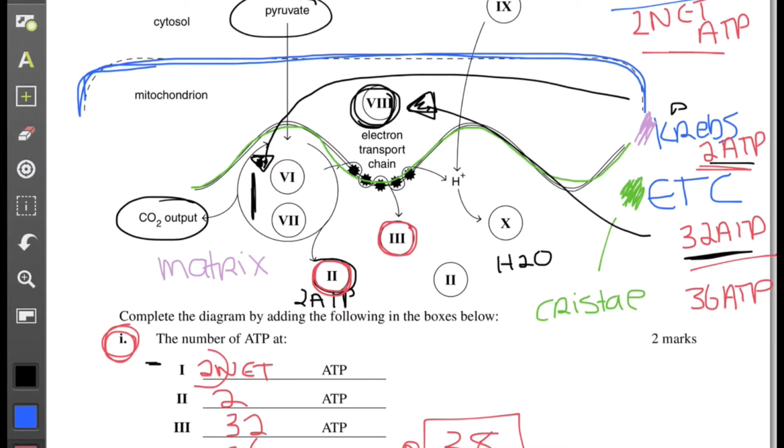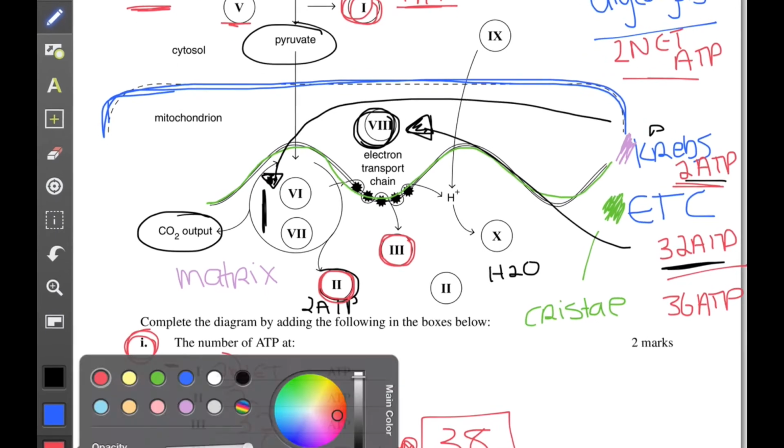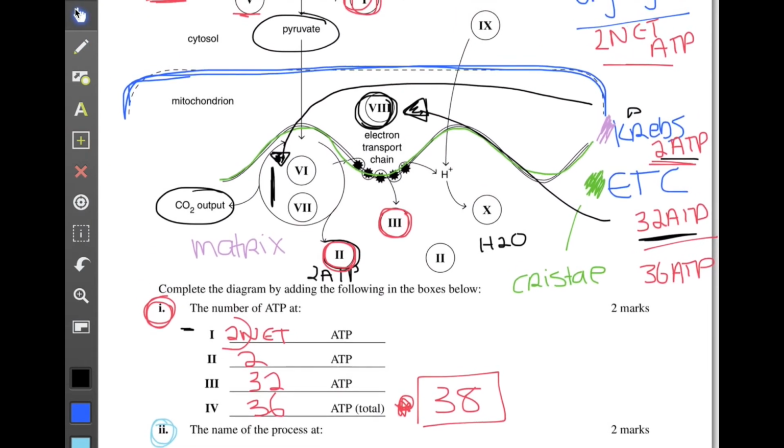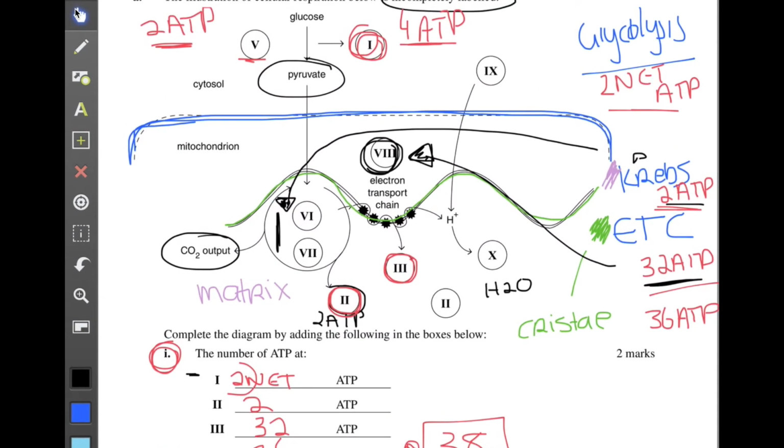So like I said, I'm going to keep this here while we talk about the next section. We'll go down and colour code it. Alright, so process V, which is here, we know is glycolysis. And then process VI, let me find it, VI is here, which we know is the Krebs cycle.